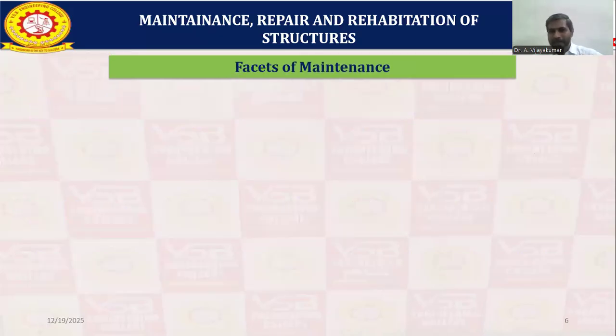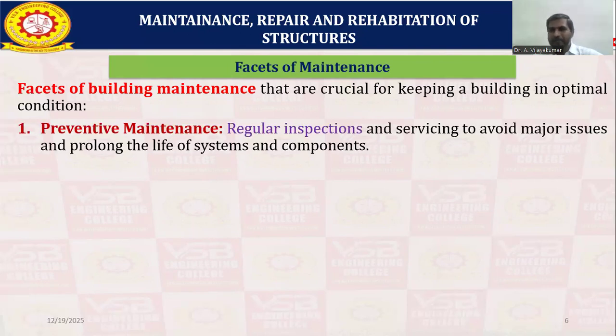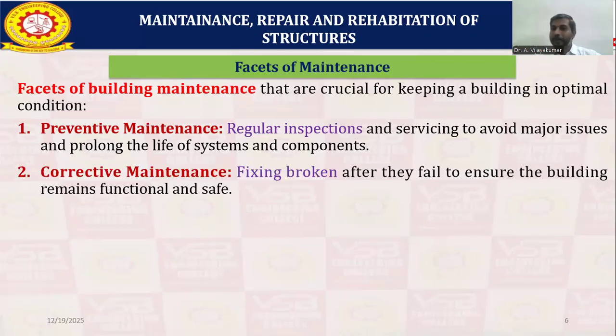So, what are the facets of maintenance? The facets of building maintenance are crucial to keeping the building in optimal condition. How are we going to keep it in optimal condition? By having different varieties of maintenance. One is called preventive maintenance. We all know prevention is better than cure. Before any damage comes, we need to clear it. That is called preventive maintenance. It involves regular inspection and servicing to avoid major issues and prolong the life of the systems and components. So we need to go for preventive maintenance.